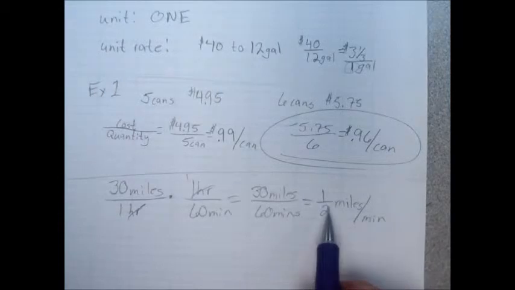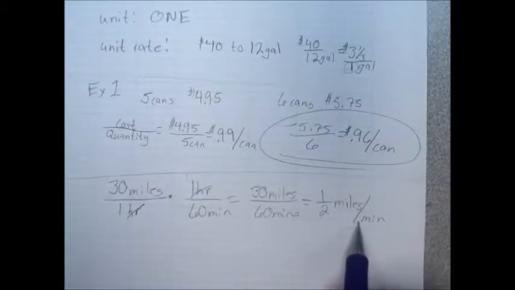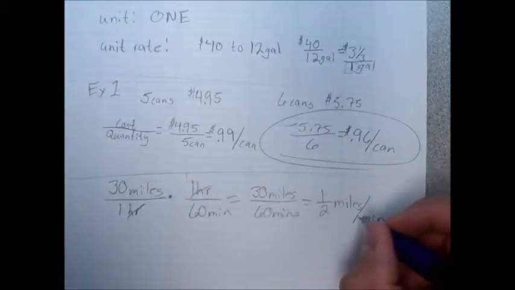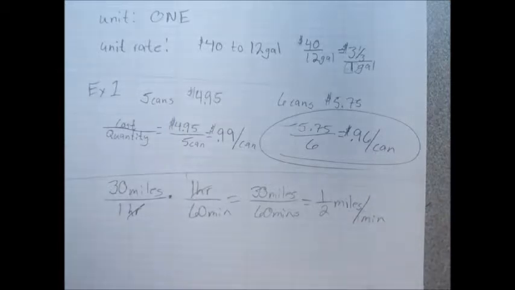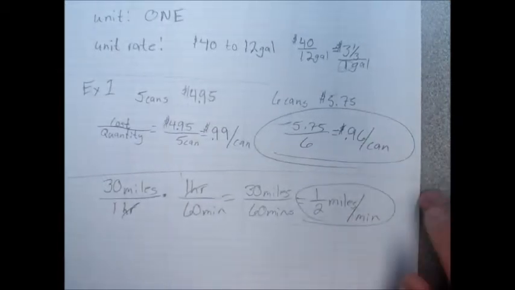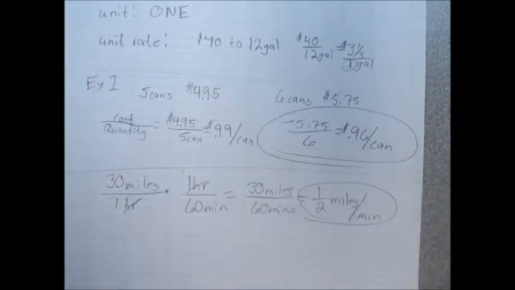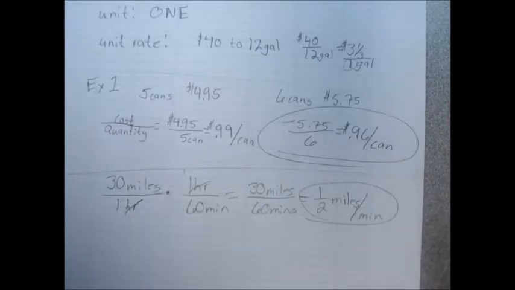So anyways, our unit rate is where the denominator is equal to 1. So we go 1/2 mile per 1 minute. Okay? The denominator will be equal to a 1. See, that's the only real difference between what we've been doing and what we have now. The denominator will always be 1. Okay? Alright.